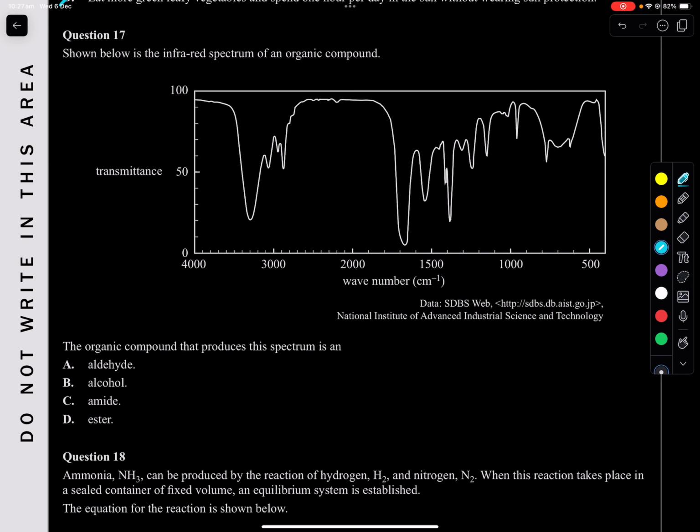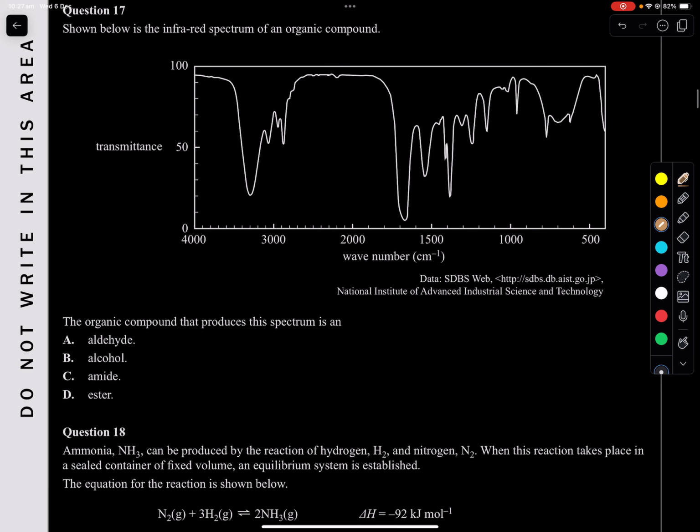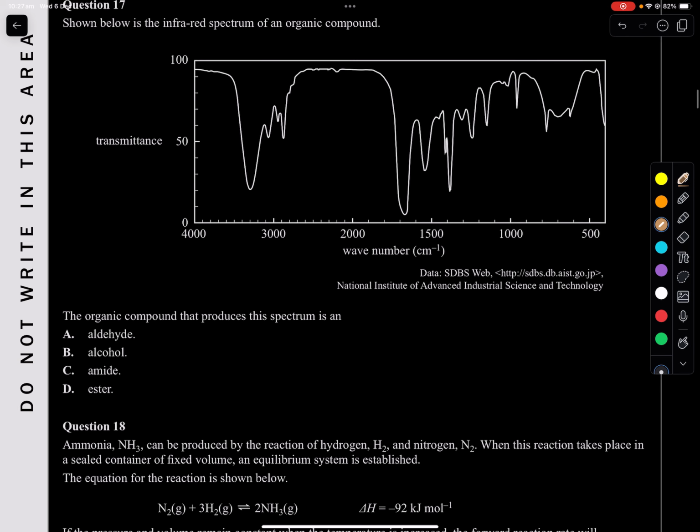Question 17. Shown below is an infrared spectrum of an organic compound. As you can see, okay. The organic compound that produces this spectrum is what? Now, a lot of students would go to the data book and see what the peaks are. You should also know, guys, that this is very important, and it's a very helpful tip, especially when dealing with these kinds of questions. Start to memorize some specific patterns when looking at infrared spectroscopy.